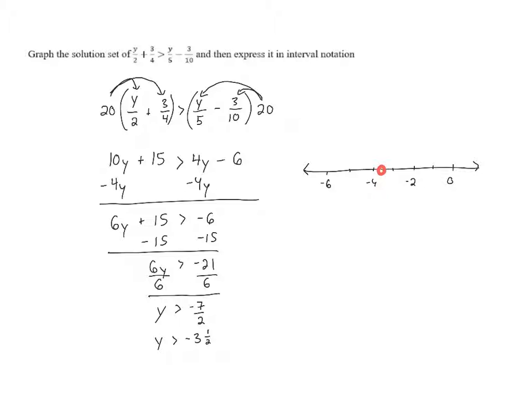Now, because y is greater than negative 7/2, we need to look for larger numbers, and larger numbers appear on the right. So we've got to shade everything to the right of that on the number line. And then putting this in interval notation, we have parenthesis, because it's an open circle, negative 7/2, negative 3.5 would be just as fine, comma, infinity, and then we close the parentheses, and that's our final answer.